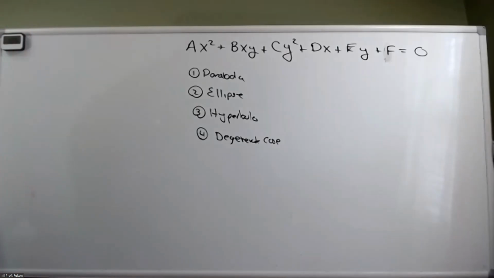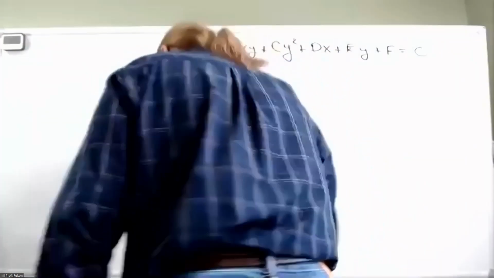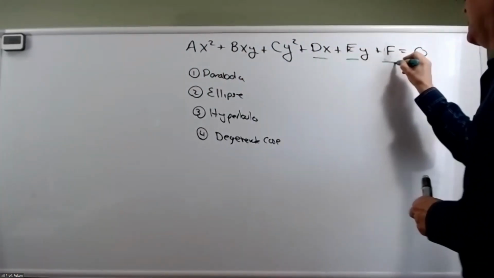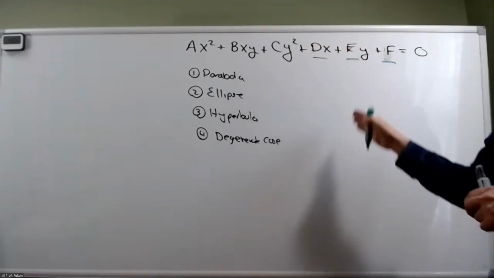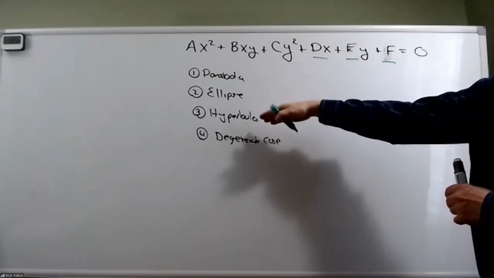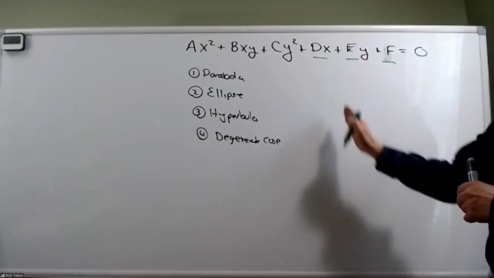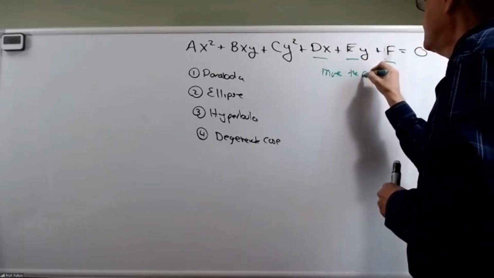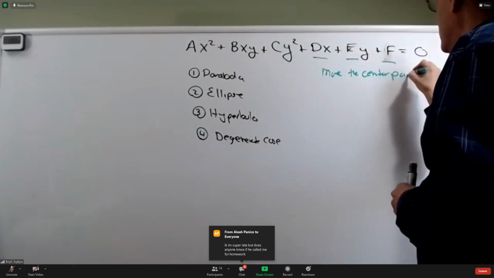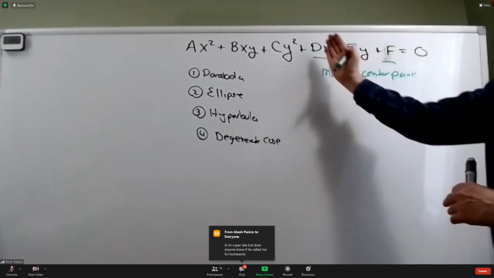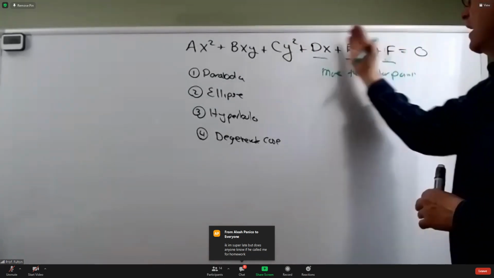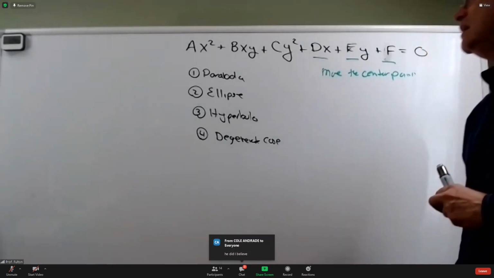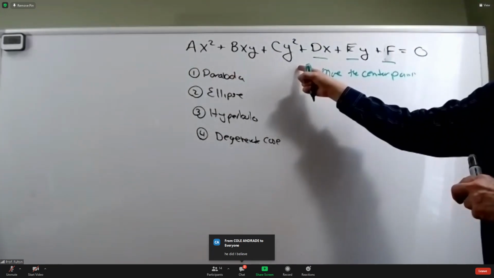And it turns out that D, E, and F, the only thing they do, they don't impact the type of conic section it is. They just move it around the xy plane. These just move the center point. So they just shift it around. Right now, we've been doing everything centered at the origin, so notice we didn't have any x or y terms there. That's all they will do. This is what captures the shape.